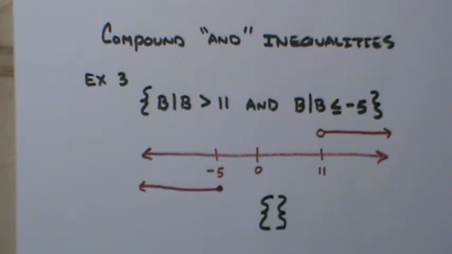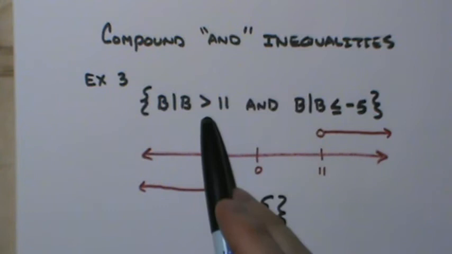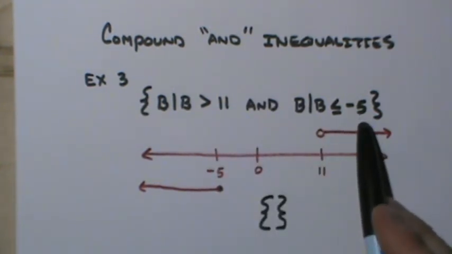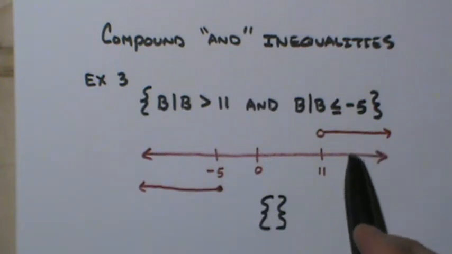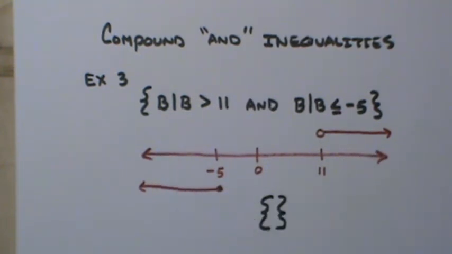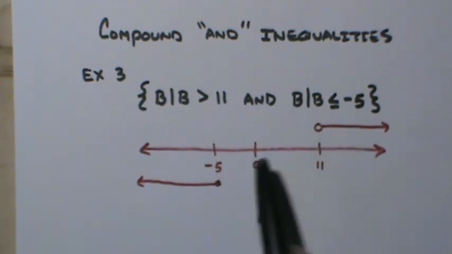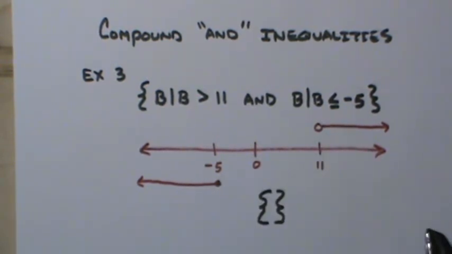And if you think back about this, it actually makes a lot of sense. Can a number be bigger than 11 and smaller than -5 at the same time? That would be impossible. And since it's impossible, we ended up with our empty set. These two statements could not occur at the same time.